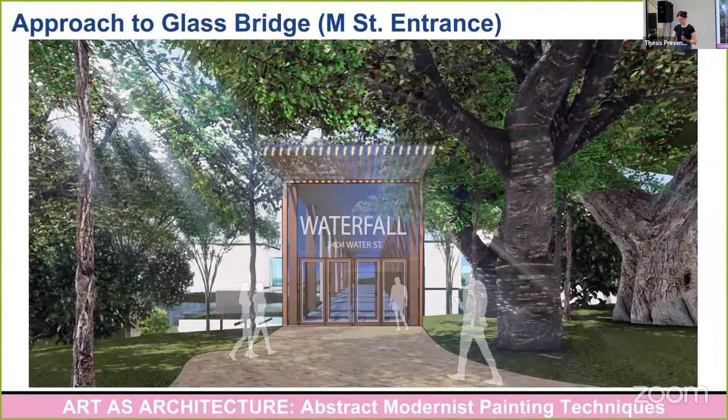The entrance to the glass bridge is a meditative, serene walk through a dense forest that arrives at the entrance to the glass bridge, which then opens up into a dramatic, almost adrenaline-inducing experience of walking through the glass bridge. This ties back to Rothko through a dramatic juxtaposition of scale, which creates a sense of anticipation, as well as the blurred edges and transparency of the glass material.